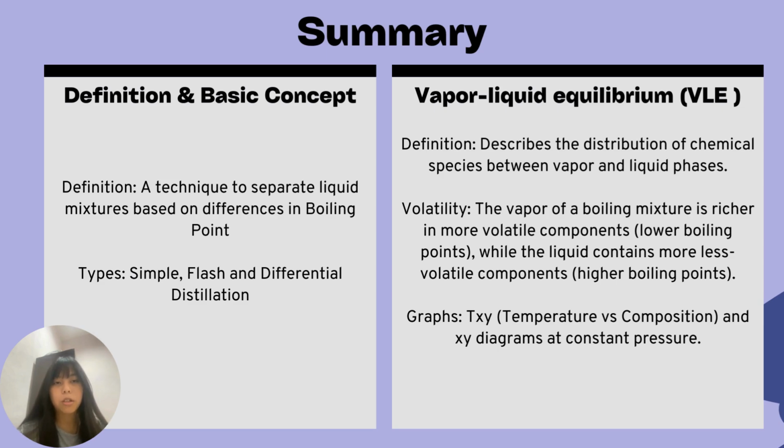When you boil a mixture, the vapor that comes off is richer in the volatile components, and these are the parts with the lower boiling points. Meanwhile, the liquid that is left behind holds onto the components that have higher boiling points. To visualize this relationship, we use graphs. The most common ones are the TXY diagram, which looks at the temperature, and the XY diagram.